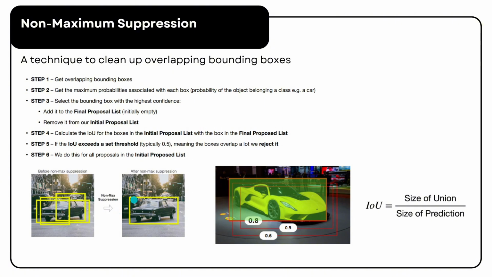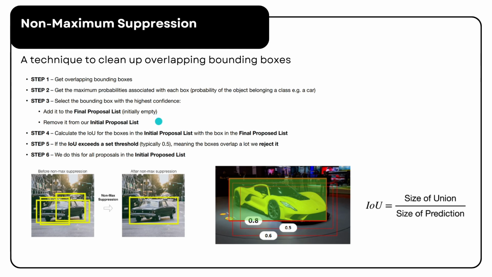As you can see in this example, before applying NMS, we have several yellow boxes all around the same car. Obviously, we don't want to report five detections for one object, so we need a way to clean this up. That's what non-maximum suppression does. It starts with all overlapping bounding boxes and looks at the confidence scores, meaning how confident the model is that the object is a car. Then it picks the box with the highest confidence score and moves it to the final list.